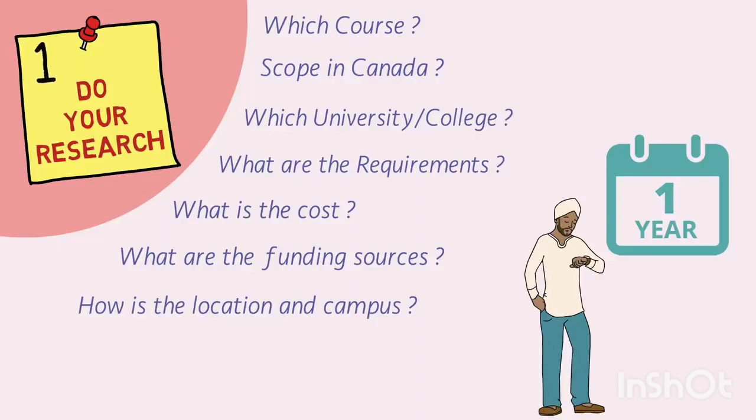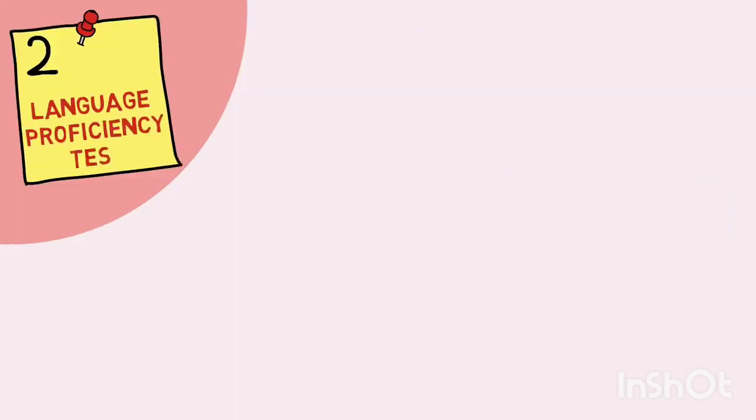And I'm talking about just finding a college or a university while you are around the GTA region, the Greater Toronto Area. So basically these are all the points that you should have in mind, that you should be pretty clear about in your research. Now let's talk about the second step. Okay, the next step is your language proficiency test.